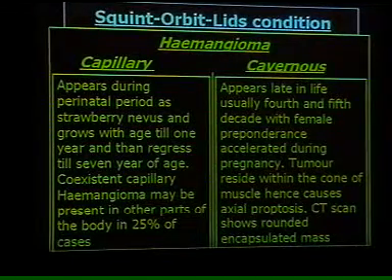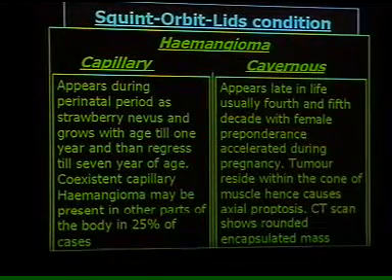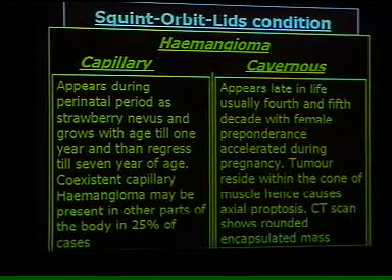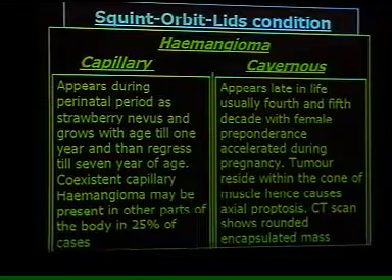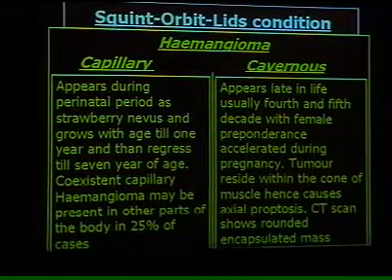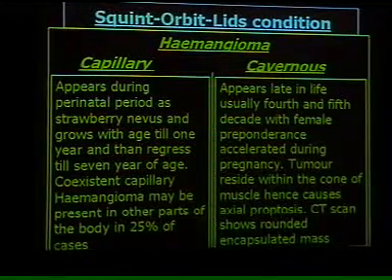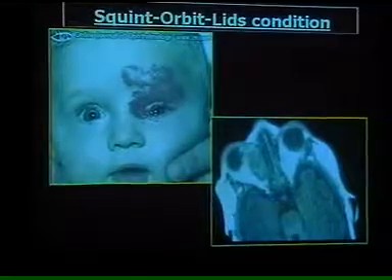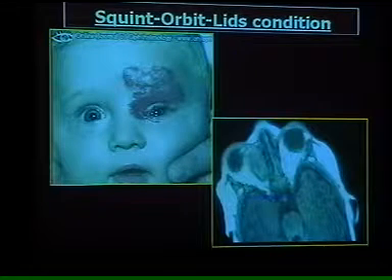Hemangioma, another common problem. Now, there could be two types, the capillary as well as cavernous. Capillary occurs in infants and young age, and it settles normally in 6 or 7 years time. However, the cavernous hemangioma occurs late in life and can cause proptosis and double vision.